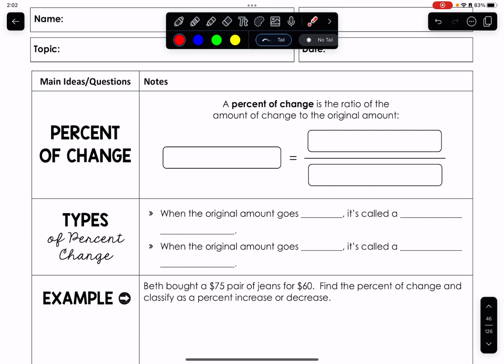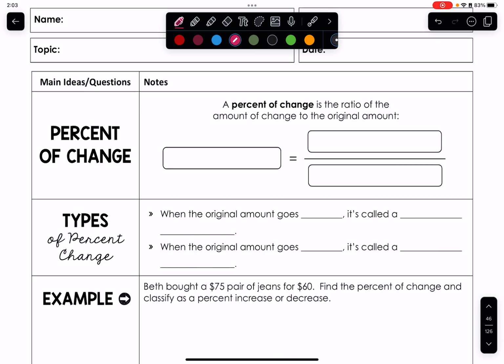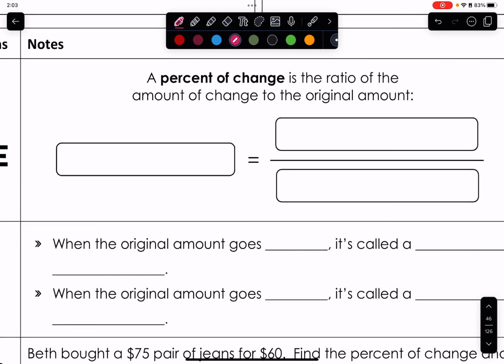So we're going to talk about percent change. We're going to need this for the project. So you want to make sure you're filling in the equation with me, doing a couple examples so you know how it works. So percent change, that is the ratio of the amount that's changing to the original amount.